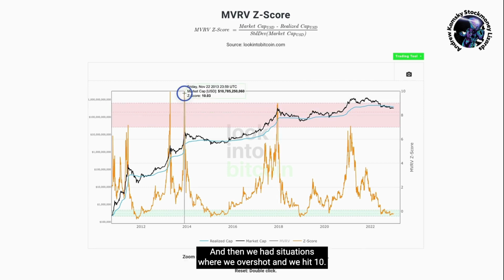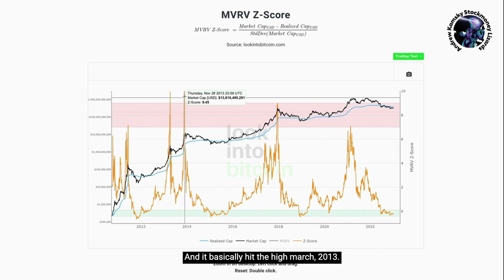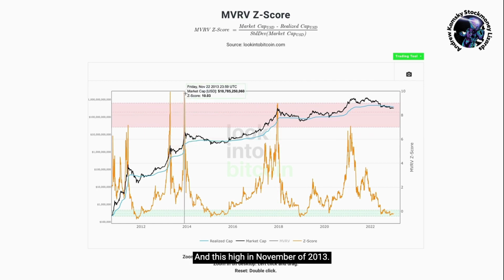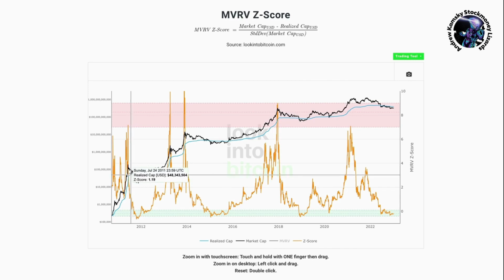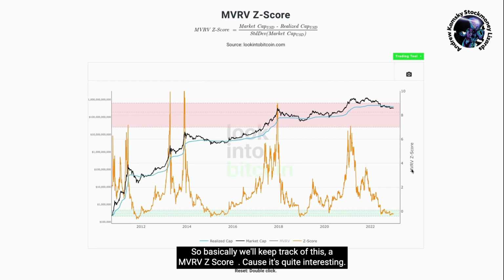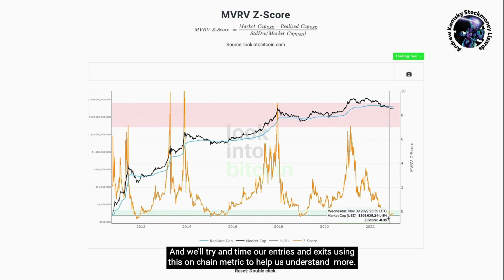And then we had situations where we overshot and we hit 10 and 10, and it basically hit the high in March 2013 and this high in November of 2013. And again, over here in this area where we hit 7, it hit this high perfectly. So basically, we'll keep track of this MVRV Z-score because it's quite interesting, and we'll try and time our entries and exits using this on-chain metric to help us understand more.